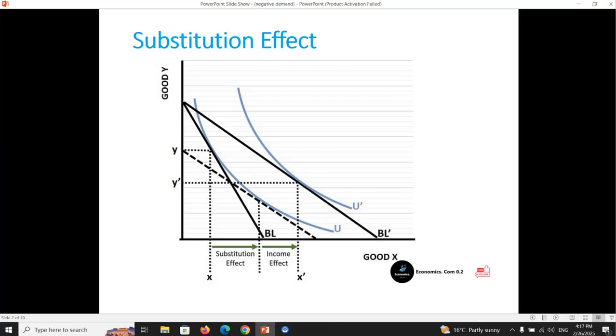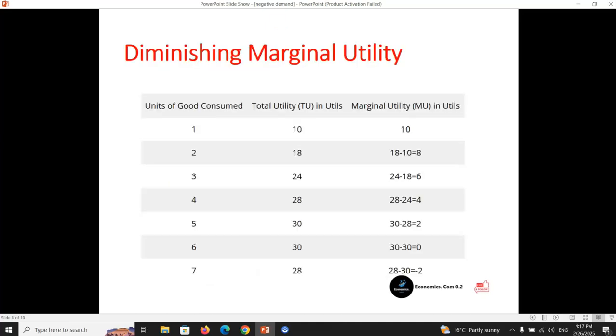These two effects reinforce the negative slope of the demand curve. As prices decrease, demand increases.